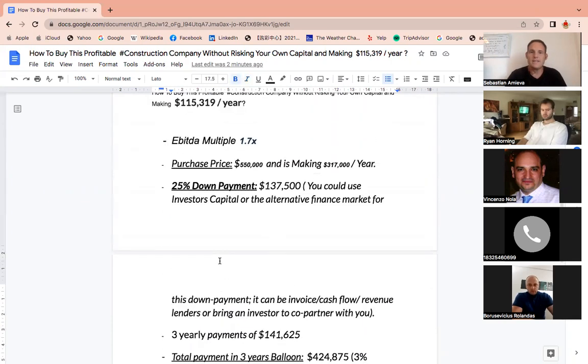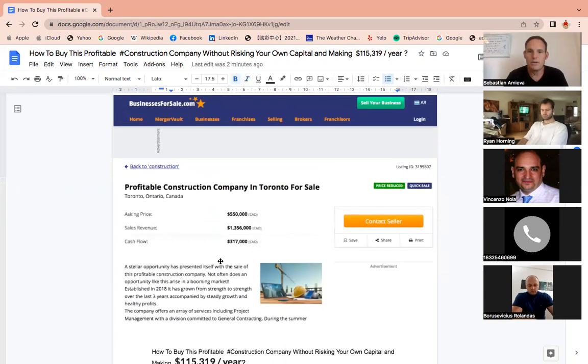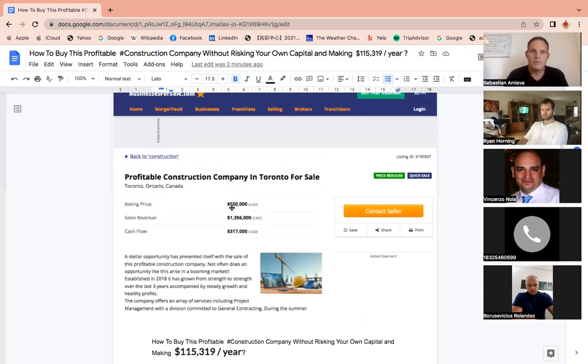This is the kind of deal I want you to start looking for: deals between 500K and $5 million, because most of the lenders lend on this kind of deal size, 500K to $5 million.